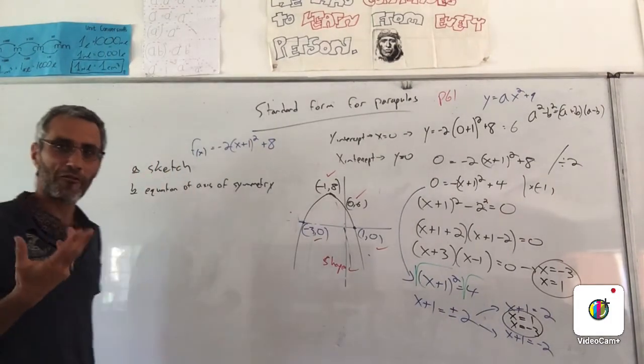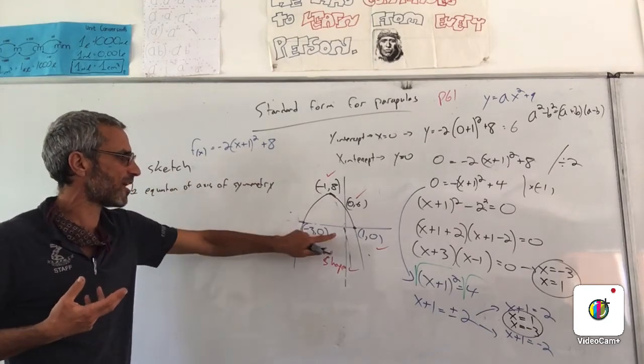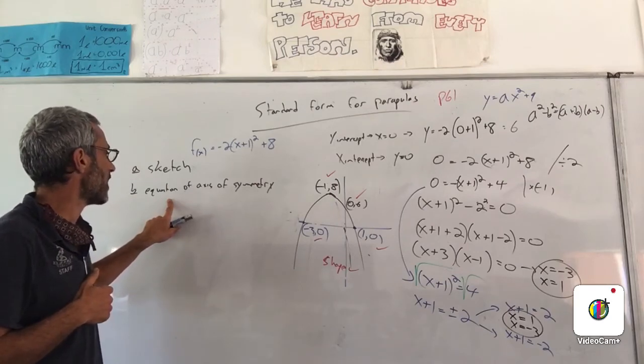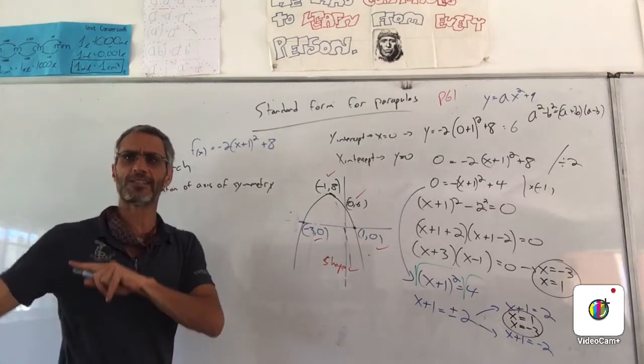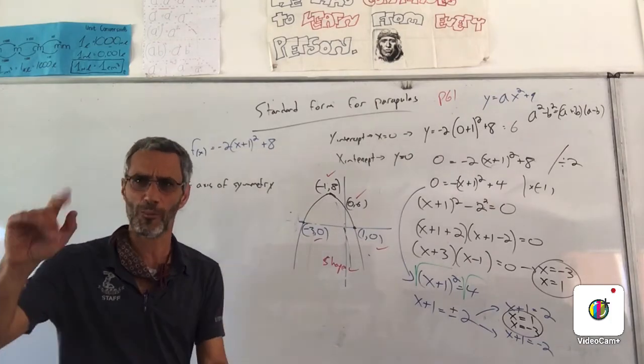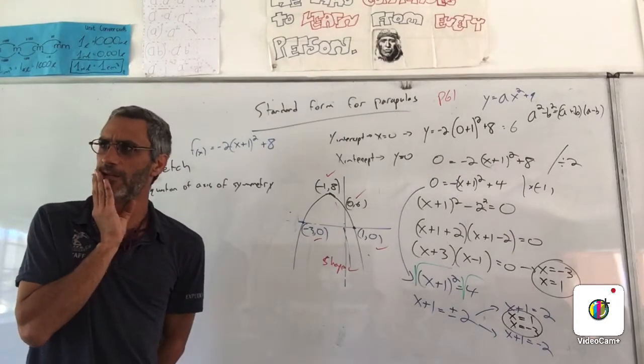We only did the first part of the question. The question was sketch, and as you can see, that would have been 5 marks probably in a test. The second part, question B, they're asking us for the equation of the axis of symmetry. What is axis of symmetry? I'll pause and see if I get any answer. Okay, so what is axis of symmetry?